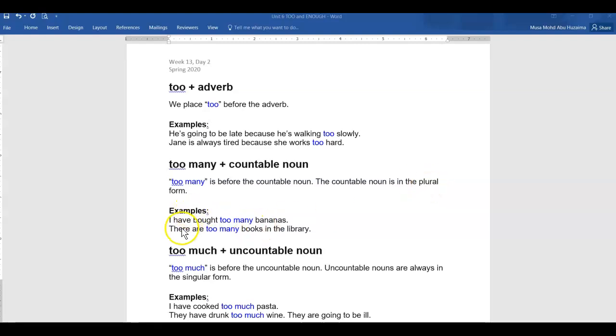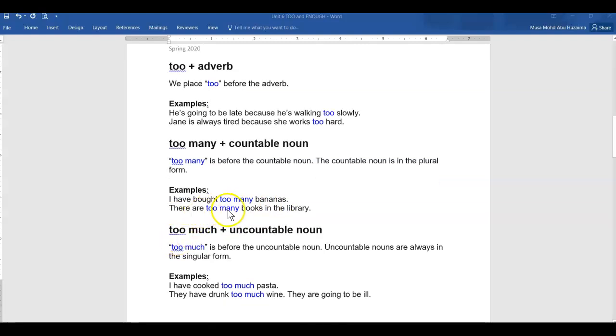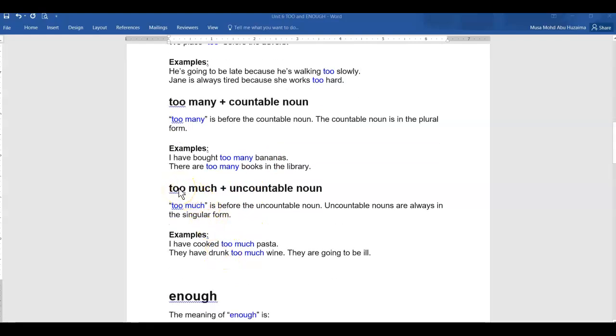Examples: I have bought too many bananas. There are too many books in the library. Bananas and books are countable noun. Always plural. We use too many with plural countable noun. Now, too much, on the other hand, is used with uncountable noun. Uncountable noun means it cannot be counted. For example, too much is before the uncountable noun, and uncountable nouns are always in singular form.